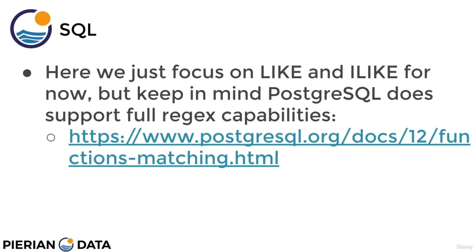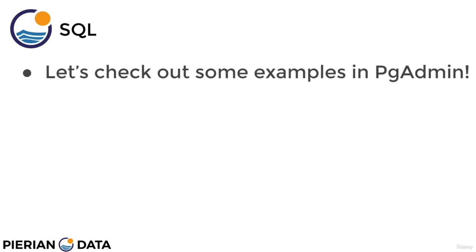Now we're just focusing on LIKE and ILIKE and those 2 wildcards of an underscore and a %. But in case you're familiar with something called regular expressions or regex in other languages such as Python or C++, I want you to keep in mind that PostgreSQL actually does support these full regular expression capabilities, and you can check out the link here or just go to the docs and look up pattern matching functions. Not only does it have information on LIKE and ILIKE, but it also goes into much more detail on regular expressions. We're not going to cover those for right now. Instead, we'll just focus on LIKE and ILIKE. Let's check out some examples in pgAdmin on our own DVD rental database.